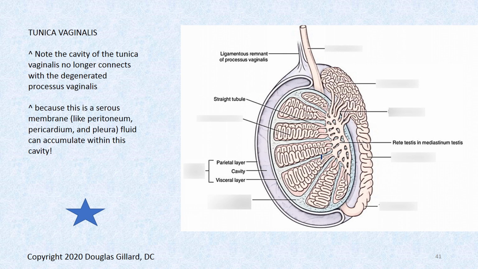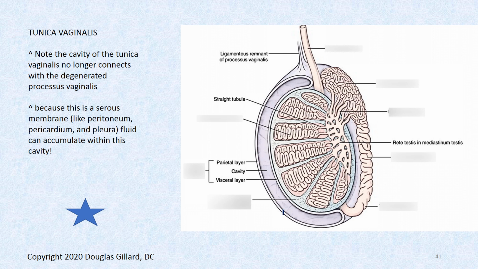Right? If you get kicked in the private parts and you're a guy and you injure your testes, you can get blood into this cavity and you can get a compartment syndrome. Right? Your testicles can swell up really big, and that's because of fluid accumulated in here. And we're going to learn next time about how this is drained.